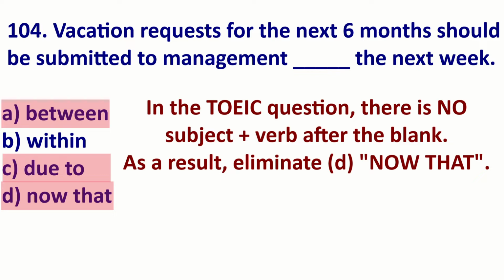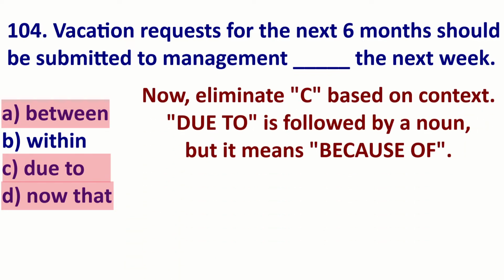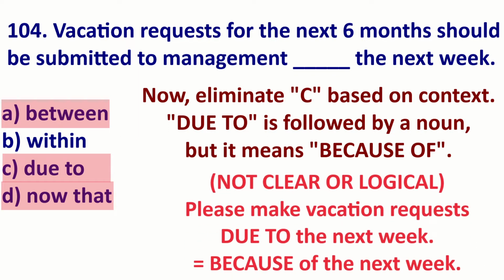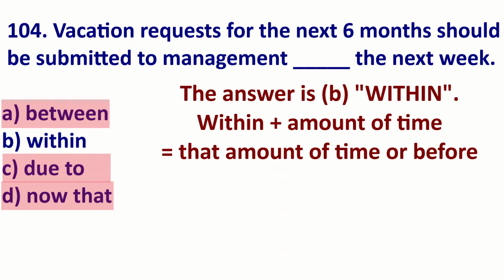The next we have are B and C. Well, eliminate C based on context. Due to means because of. Now, if I say vacation requests for the next 6 months should be submitted to management due to the next week, well, I'm saying because of the next week. This is not clear. This is not logical. So therefore, the answer is B, within.